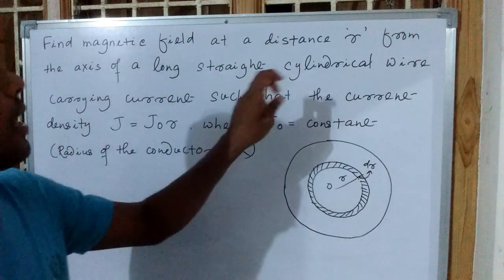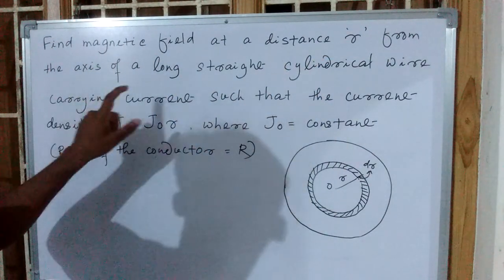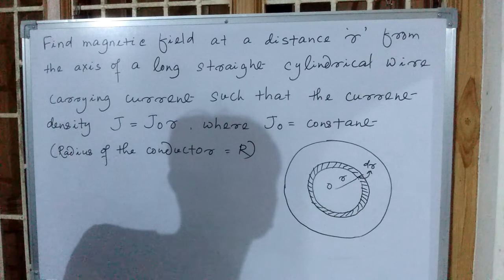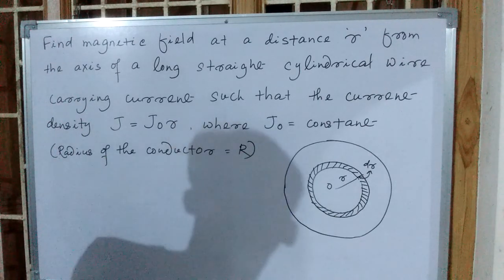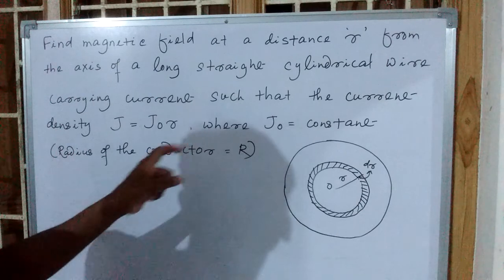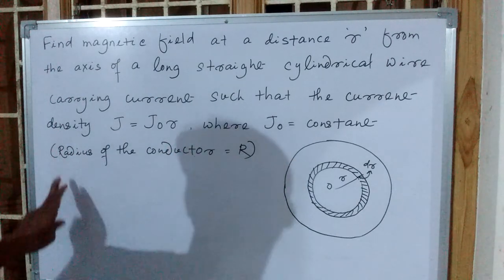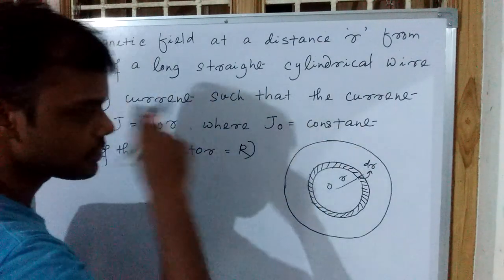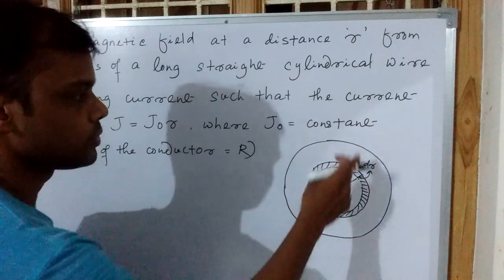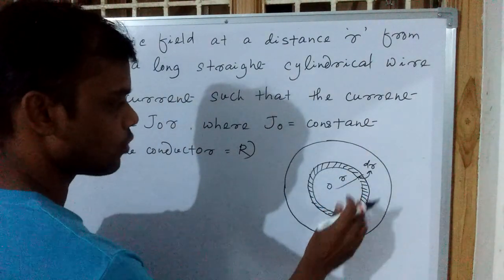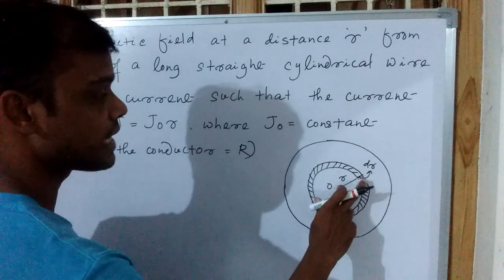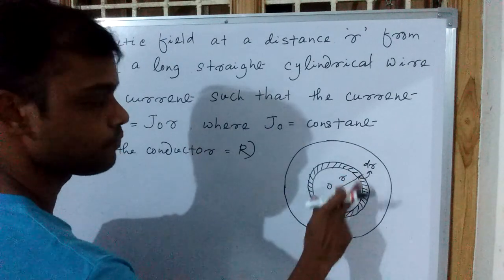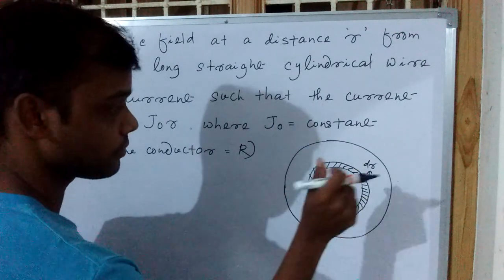Find the magnetic field at a distance r from the axis of a long straight cylindrical wire carrying current such that the current density J is equal to J naught r, where J naught is a constant. The radius of the conductor is capital R. Here is the cross section of the conductor, and we have to find the magnetic field at a point on this ring structure, at a distance r from the center.